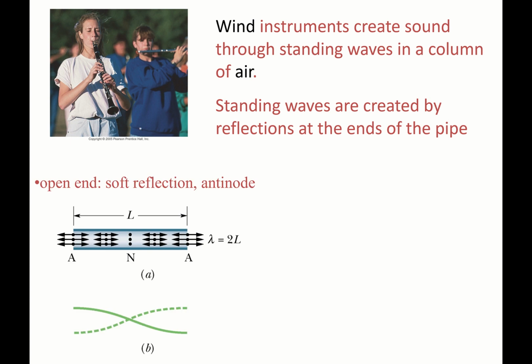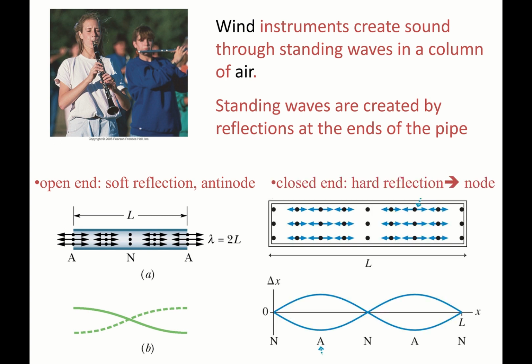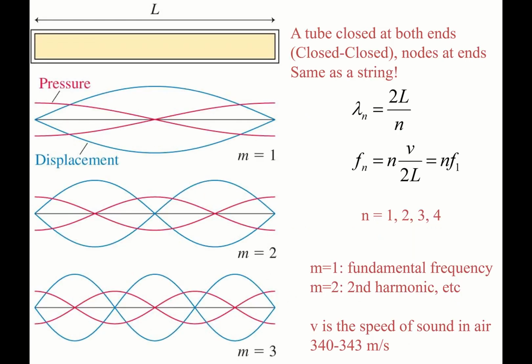If it's an open end, then you get a soft reflection. So at the end you have an antinode, so the air is moving at its maximum amount. If it's a closed end, then it's a hard reflection. You're going to have a node at the end. So if the tube is closed at both ends, then you're going to have nodes at each end.